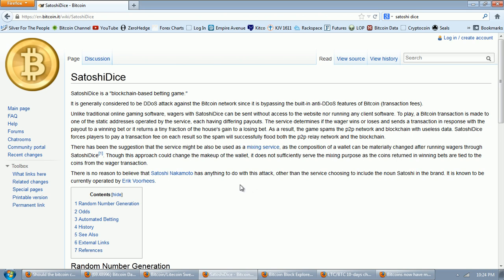There has been suggestion that the service might also be used as a mixing service, as the composition of a wallet can be materially changed after running wagers through Satoshi Dice. Though this approach could change the makeup of the wallet, it does not sufficiently serve the mixing purpose, as the coins returned in winning bets are tied to the coins from the wager transaction.